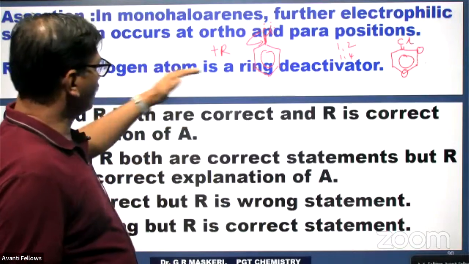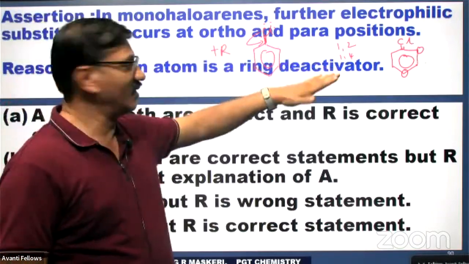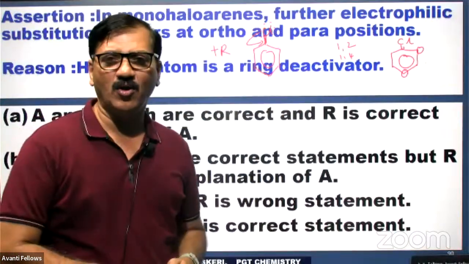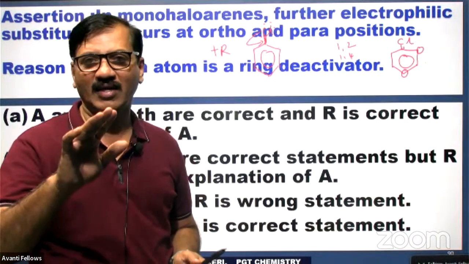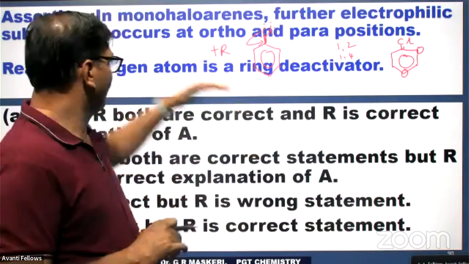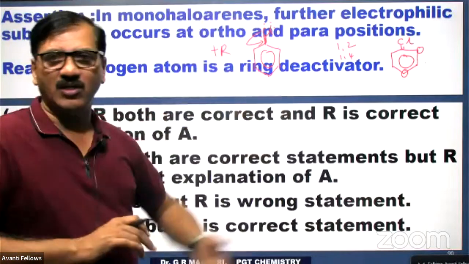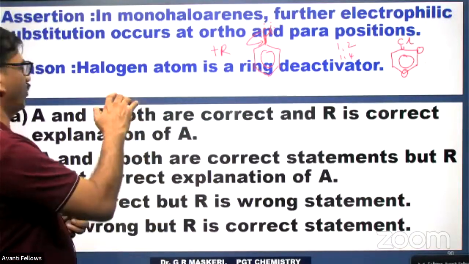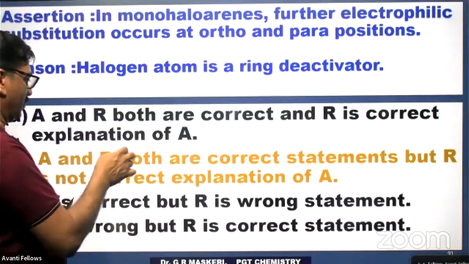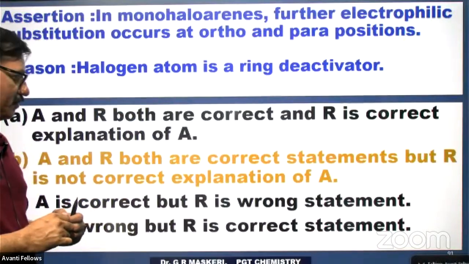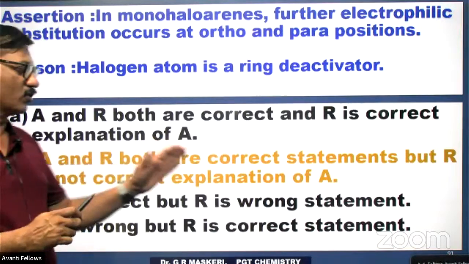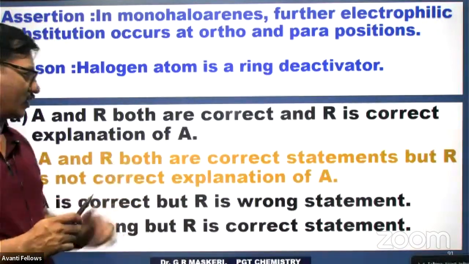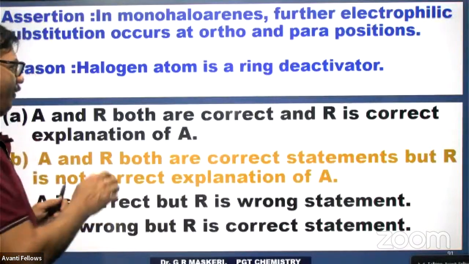Now, is it because the halogen is a ring deactivator that it is directing to the ortho-para position? That is not the correct thing. I mean, the reason is not the right explanation of the assertion. Therefore, the answer is B. B is the answer for it, right? A and R both are correct statements, but R is not the right explanation of A, right?